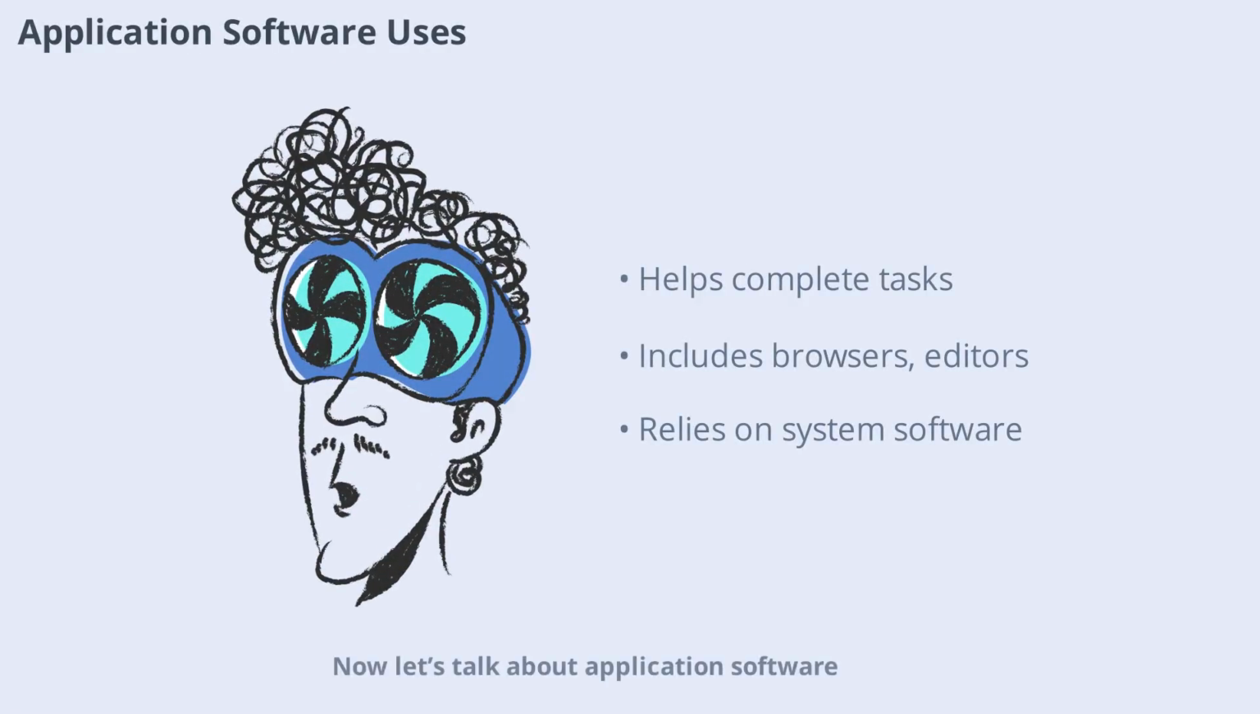Now let's talk about application software. This is the software you interact with most often. Think of word processors, web browsers, games, and photo editors. Application software is designed to help you accomplish specific tasks, whether it's writing a report, surfing the web, or editing a picture. These programs rely on system software to function, but they're what make computers truly useful for everyday activities.